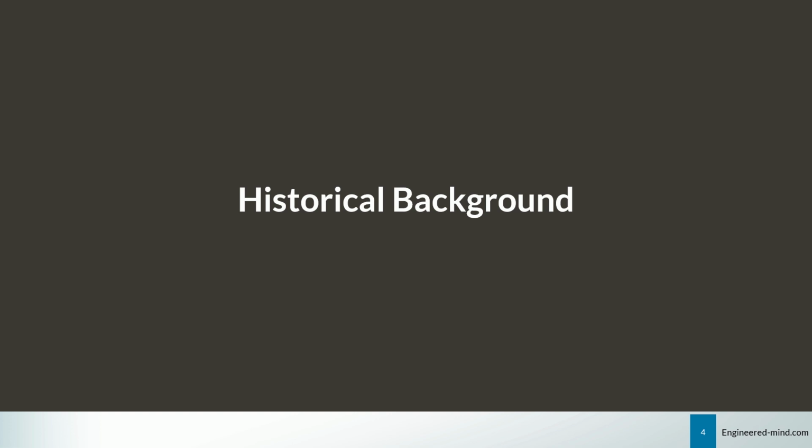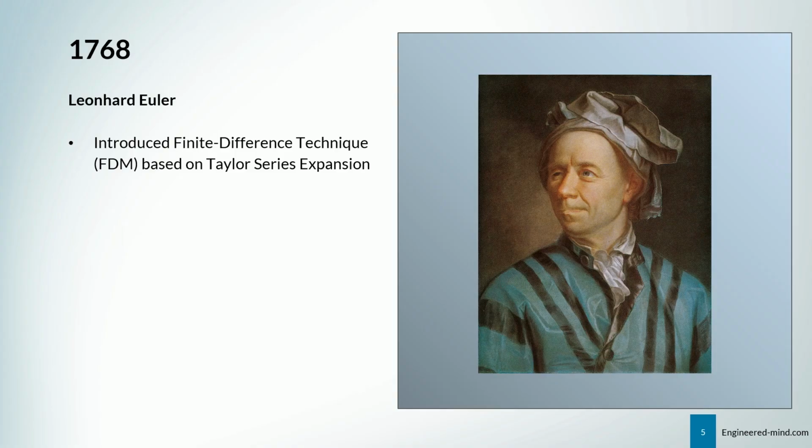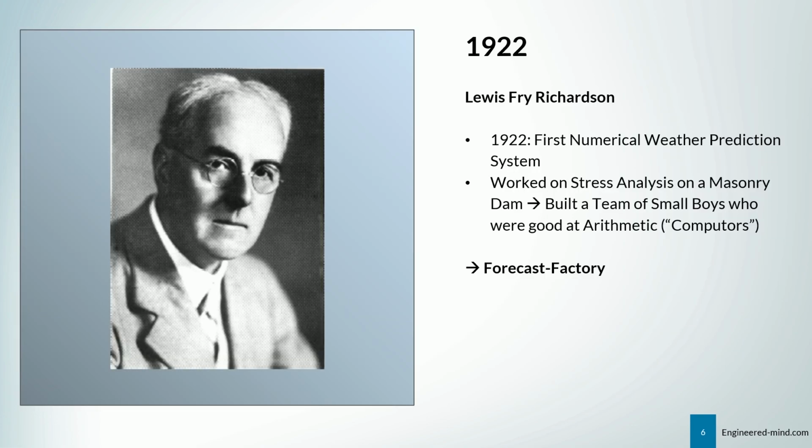Some information about the historical background of CFD. In 1768, it basically starts with Leonhard Euler, however you want to call him, who introduced the finite difference technique, which is based on the so-called Taylor series expansion. We will do a big jump straight to 1922 to Lewis Fry Richardson. In 1922, he created the first numerical weather prediction system. He also worked on stress analysis on a masonry dam.